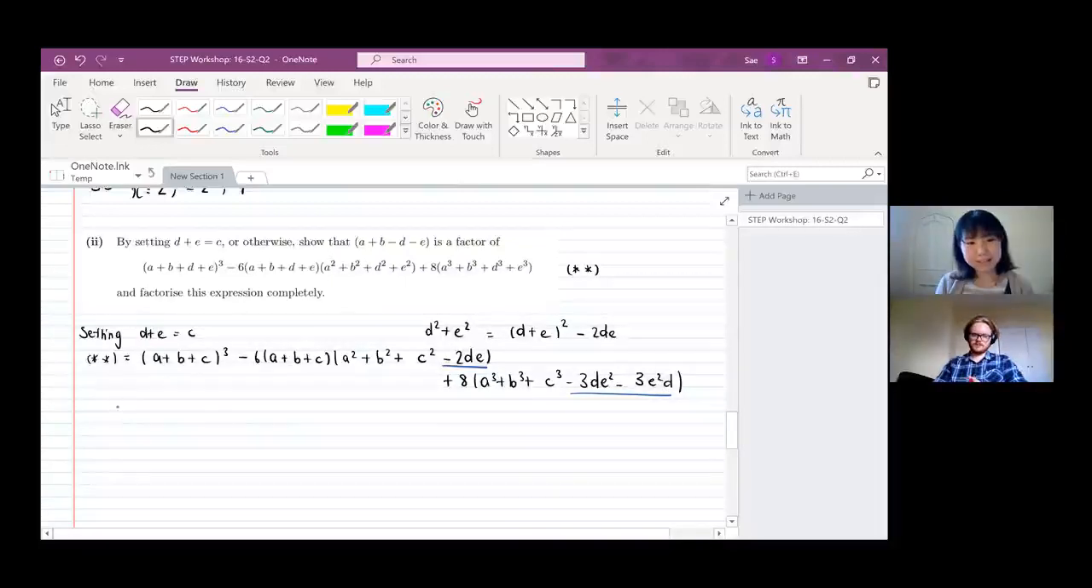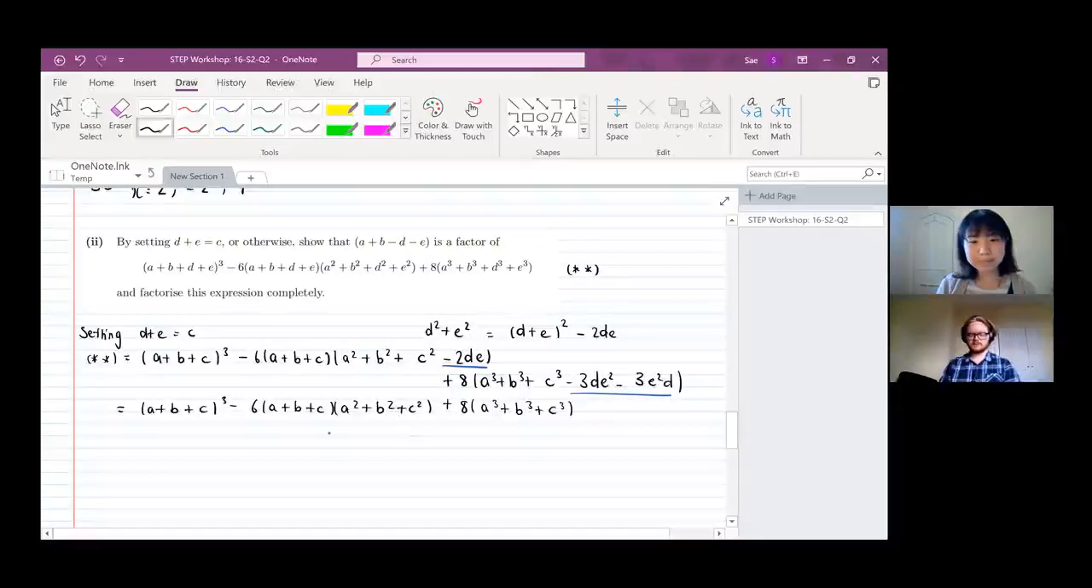Housekeeping. So this is (a plus b plus c) cubed minus 6(a plus b plus c)(a squared plus b squared plus c squared). And then we're going to leave this out for a bit, plus 8(a cubed plus b cubed plus c cubed). Then we have plus 12de(a plus b plus c). And then from here we get 8 times 3, which is minus 24, so we get minus 24(de squared plus e squared d).